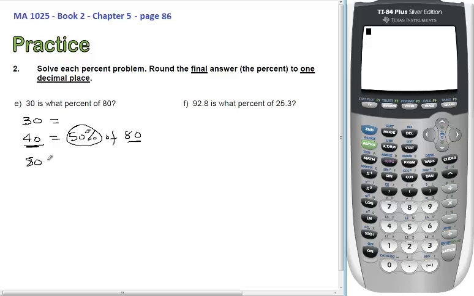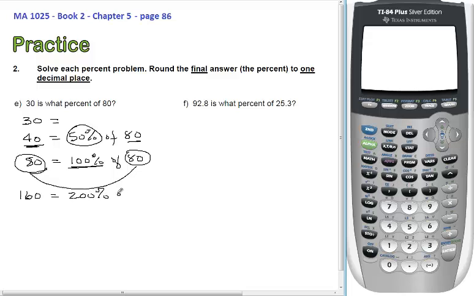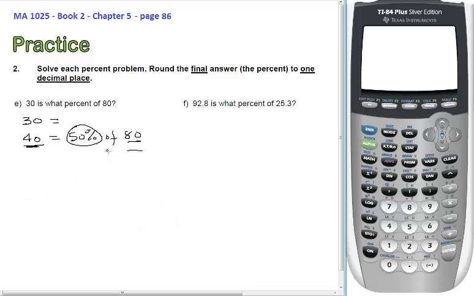If I had 80, 80 would be 100% of 80, right? When it's the same as itself. 80, that's 100%. That's the full amount, right? If I doubled 80 to 160, that would be 200% of 80, and so on. So it's a good idea to have some sense of numbers when you're dealing with percent. So I know 30 is somewhere below 50%, because 40 is 50%. It's half of 80. Okay? And half is the same as 50%.